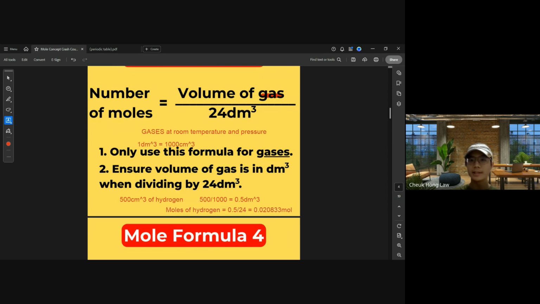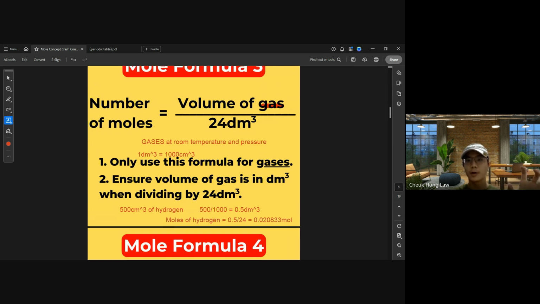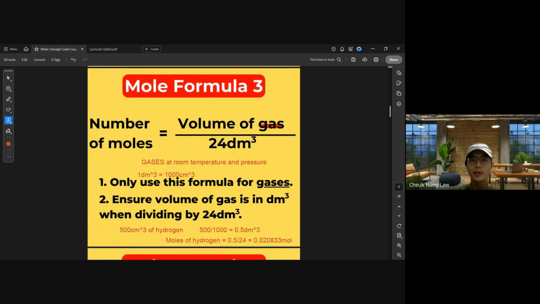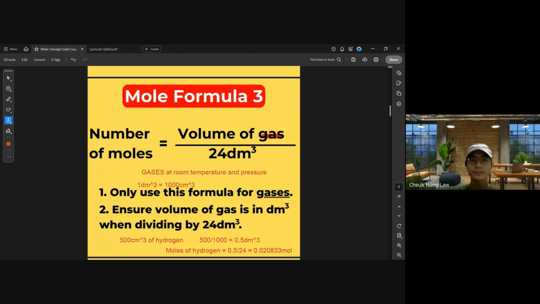So the key point here is only use this formula for gases. So if they give you a volume of a gas, you know immediately, I can find the number of moles because I just need to divide by 24 dm cube. Okay, and then these are only for gases at room temperature and pressure. Okay, and ensure that the units are always the same when you are dividing. So if you want to divide by 24 dm cube, make sure that the volume of gas is also in dm cube. All right. So that's mole formula 3. Only use it for gases.